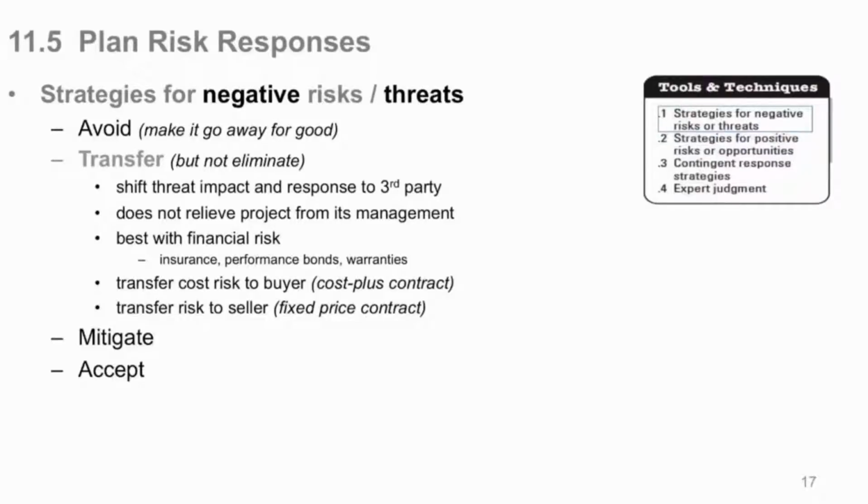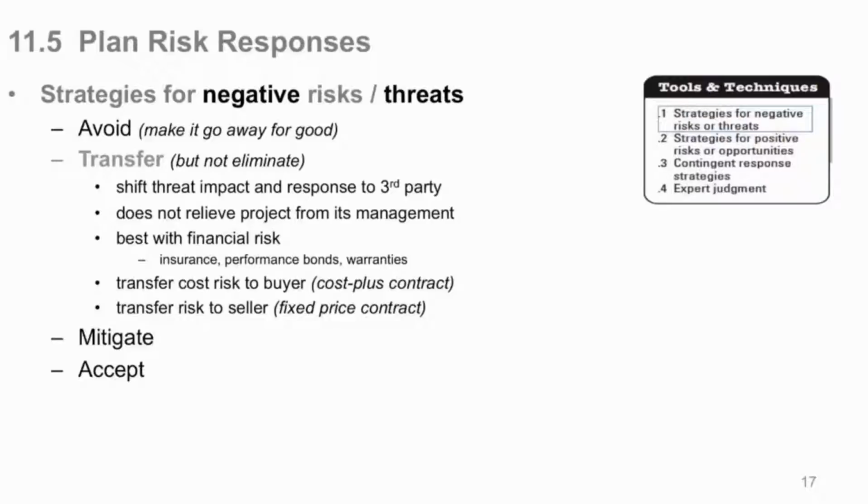If you're in a purchasing environment, you can transfer the cost of the risk to the buyer by having a certain type of contract. There are many different types of purchasing contracts available to you depending on your needs and your project. One of them is a cost plus contract. We'll look at all these during the procurement management knowledge area, so we're not going to go into detail, but a cost plus contract is good to transfer the cost of the risk to a buyer.